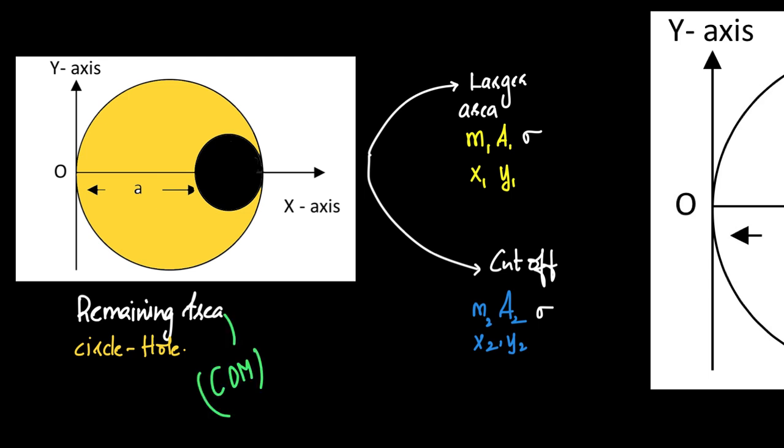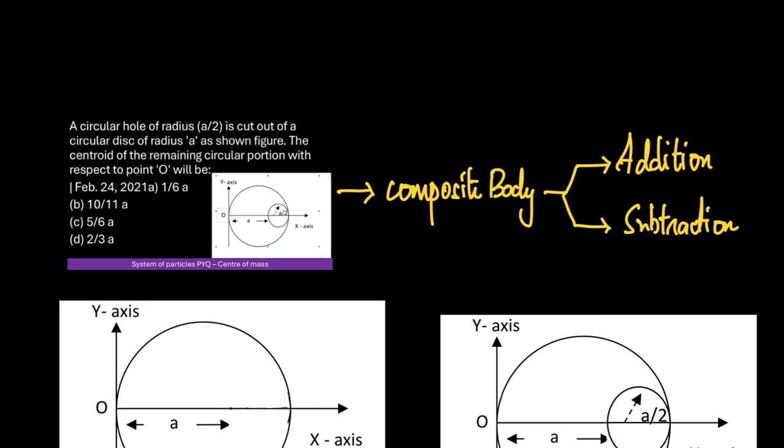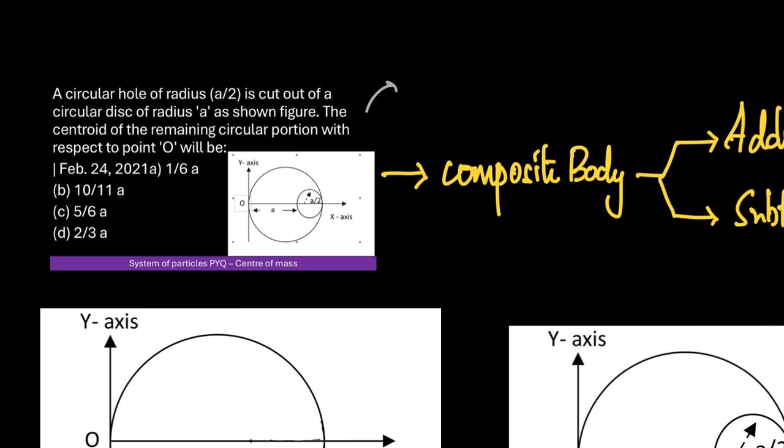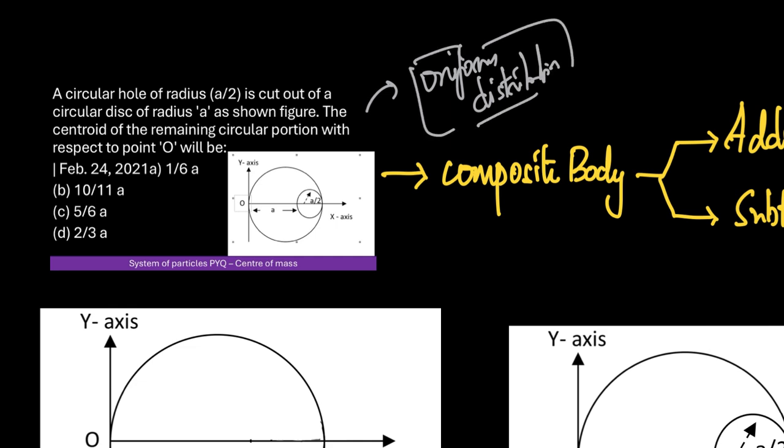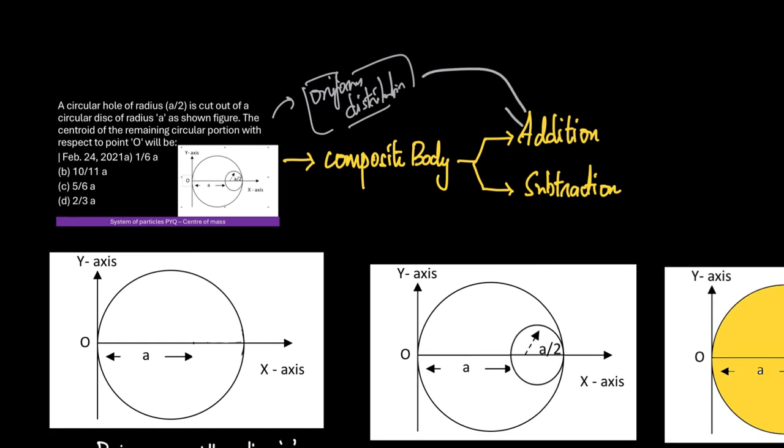So we will use this terminology. For the larger area we will use the phrases M1, A1, X1 and Y1, and for the cutoff region we'll use M2, A2, X2 and Y2. Now another word comes into consideration here, which is uniform distribution, something that we have discussed in detail while we were discussing the topic of addition of bodies in the composite body method.